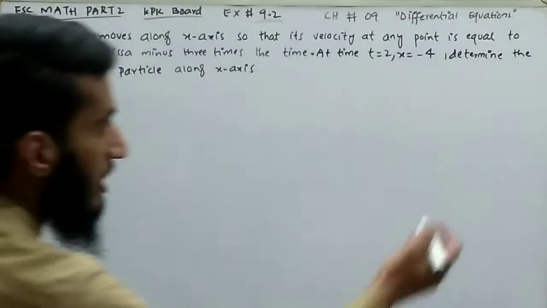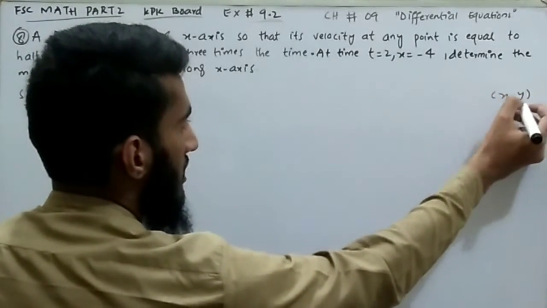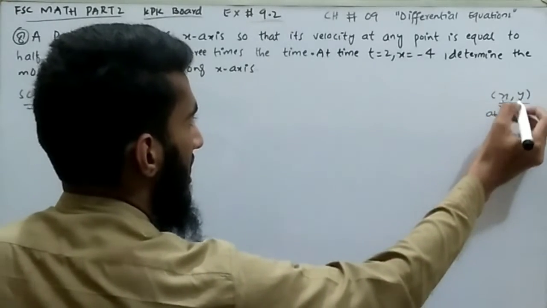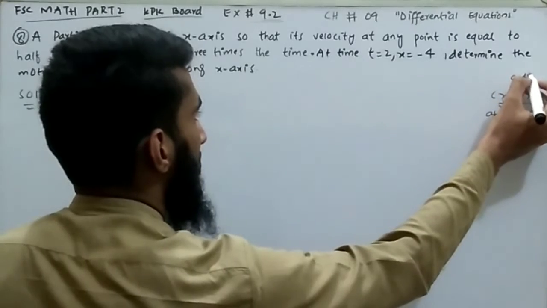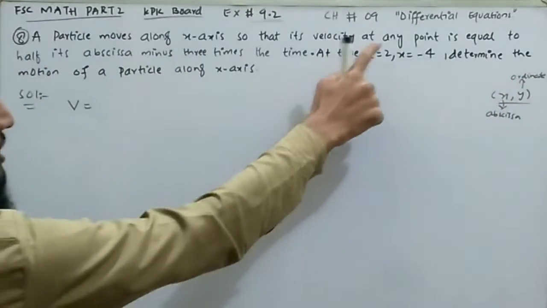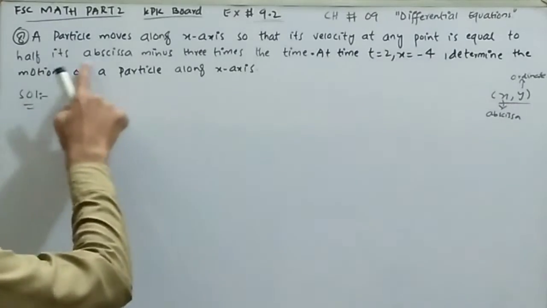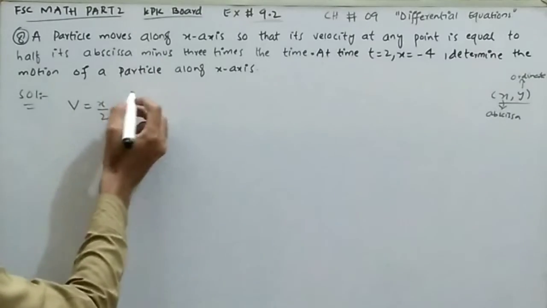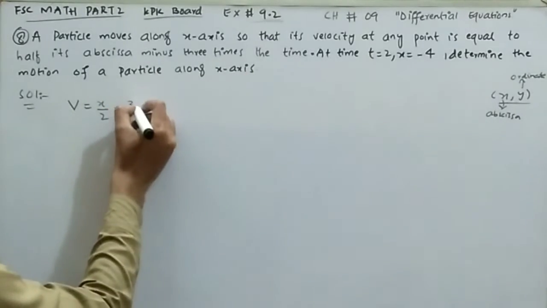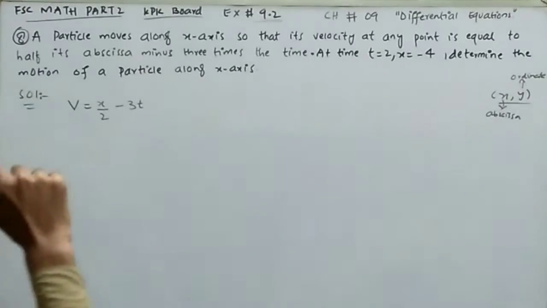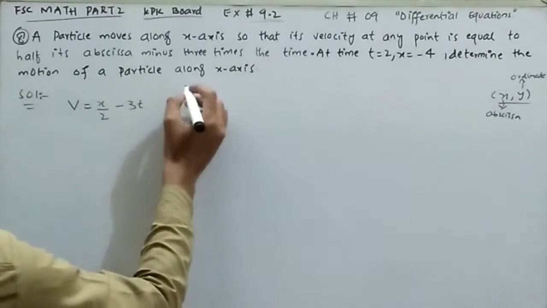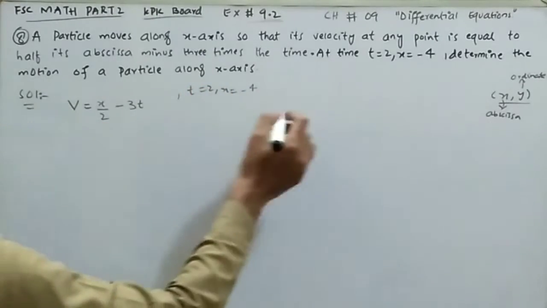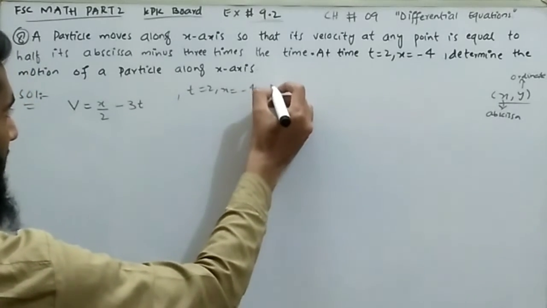What is abscissa? Let's suppose we have 2 points x and y. This is another pair. So this first is called abscissa and the second y is called ordinate. So that tells that velocity at any point v is equal to half its abscissa. Abscissa is x, so it means half of x, which is equal to x by 2 minus 3 times the time t. After this, they tell that at a time t is equal to 2, x is equal to negative 4, determine the motion of a particle. So we are going to find the motion of the particle.